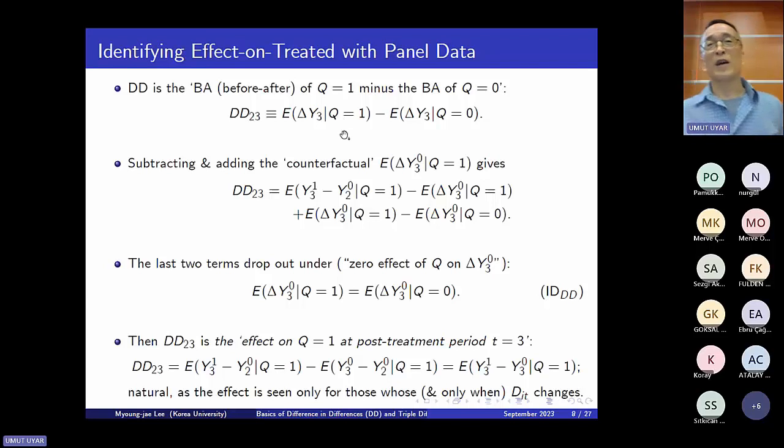Now, let me express before and after using these symbols. So going back to the plastic surgery example, this will be the change in your facial look for those who receive the surgery. Okay. So this will be BA of the treatment group. This will be the BA of the control group, those who did not receive the plastic surgery.